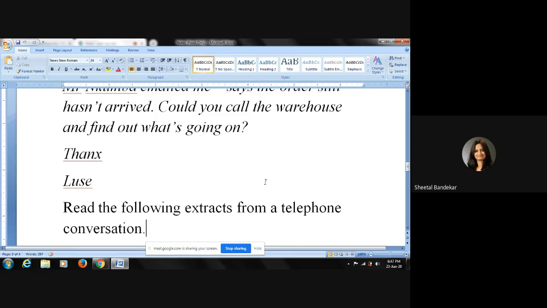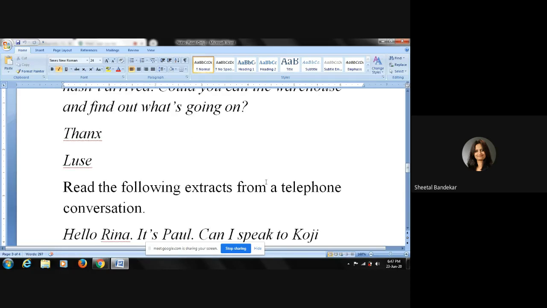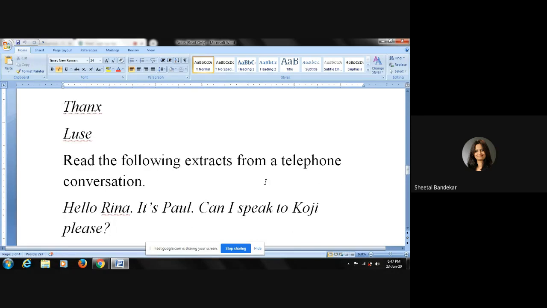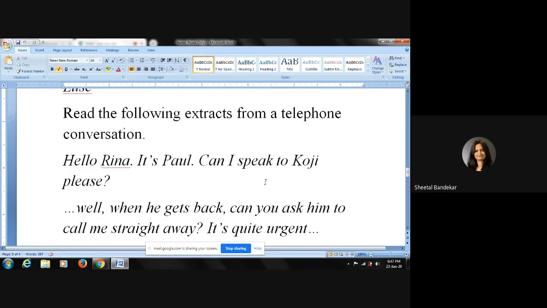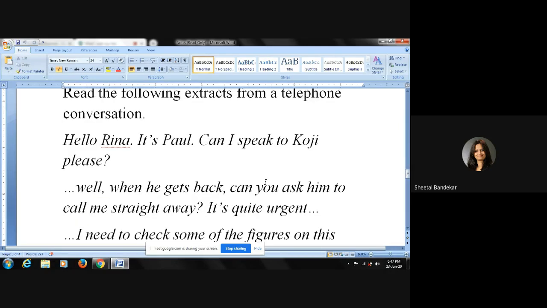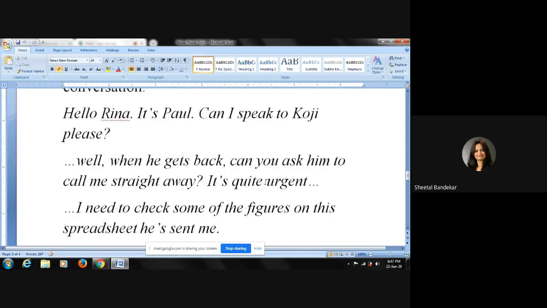Now look at this extract. Read the following extracts from a telephone conversation. So assume that this is a telephone conversation that you hear. "Hello, Rina. It's Paul. Can I speak to Koji, please? Then, well, when he gets back, can you ask him to call me straight away? It's quite urgent. I need to check some of the figures on this spreadsheet he sent me."